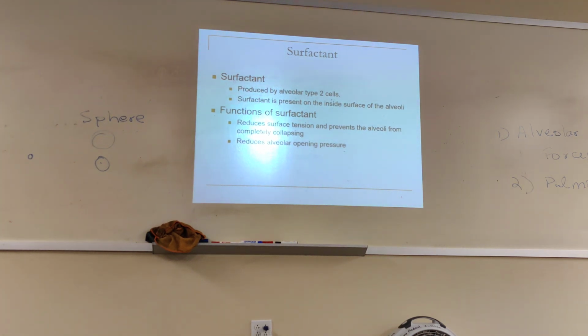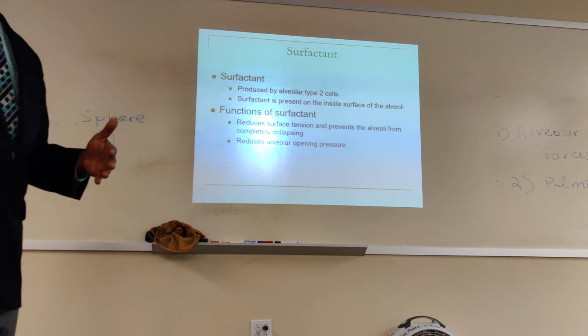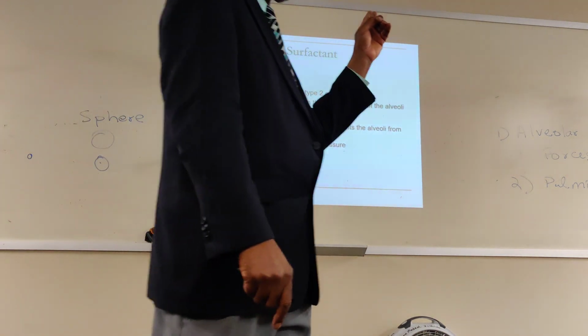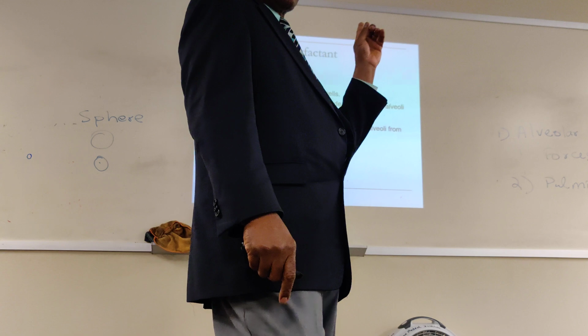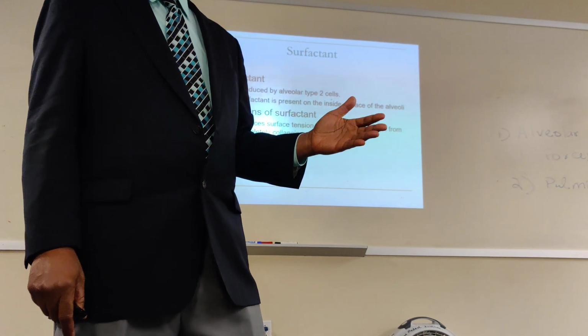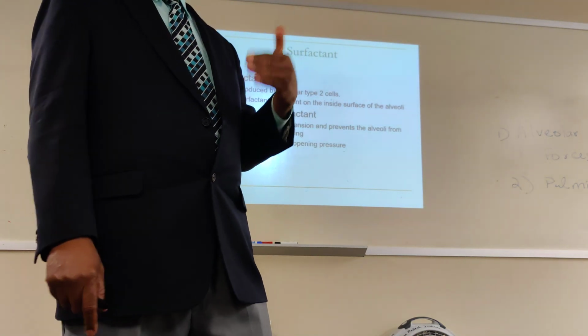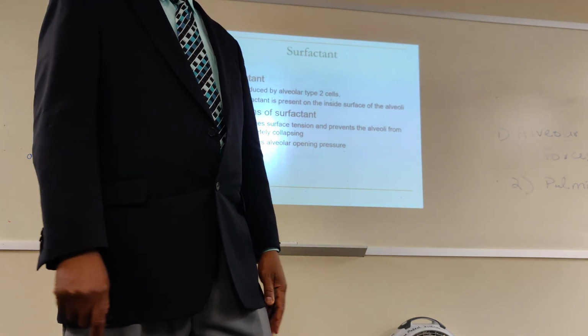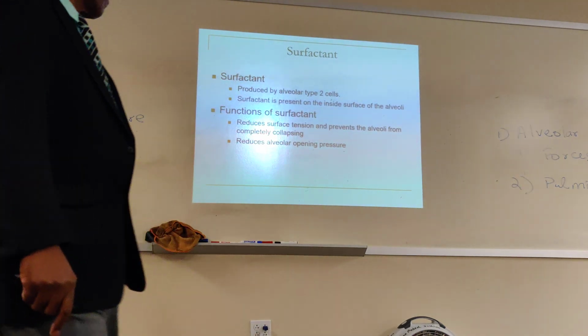Functions of surfactant: it reduces surface tension and prevents the alveoli from collapsing completely, and that is true. If a baby is born prematurely and in respiratory distress, and we have them on a mechanical ventilator, and their PIP is going through the roof, we don't want that, because what you got there is potential pneumothorax. What we can do then to improve compliance so that we can ventilate them with lower pressures is to give them surfactant. Okay?